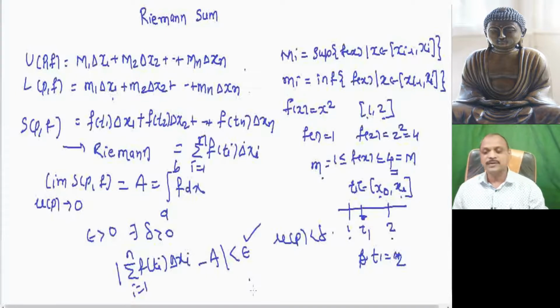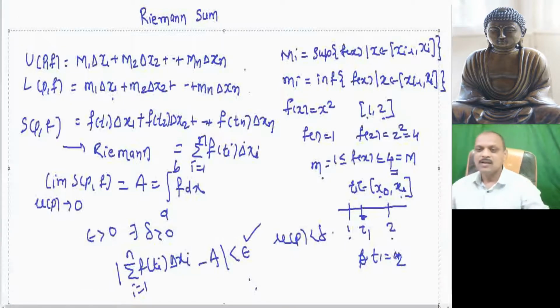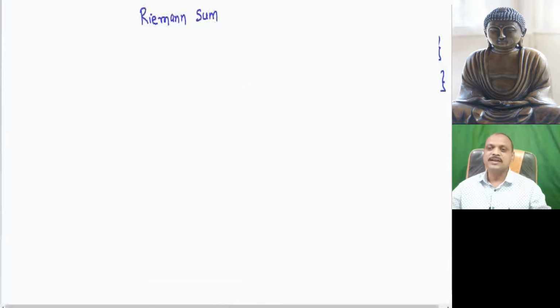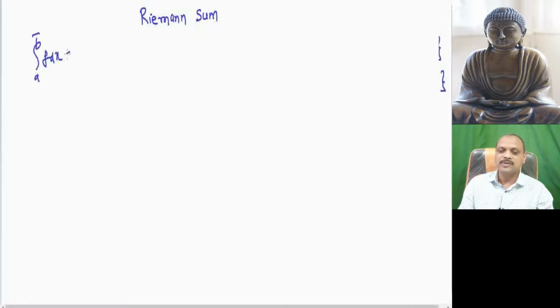Here in this case, we are talking about the Riemann sum. Now we see how these two definitions of integration are equivalent: the definition depending on the upper sum and lower sum, and the definition depending on the Riemann sum. We know that the function is integrable whenever the upper integral of the function is equal to the lower integral of the function.